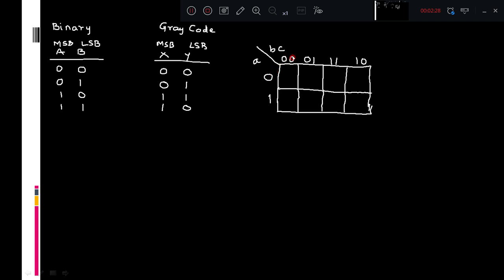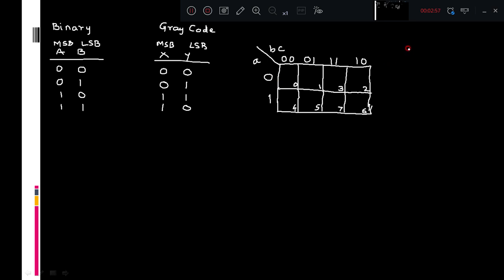The cell numbers are also written accordingly. So 0 0 0 corresponds to cell 0, 0 0 1 cell number 1, 0 1 1 so 3, 0 1 0 is 2, 1 0 0 is 4, 1 0 1 is 5, 1 1 1 is 7, 1 1 0 is 6. So we have represented the cell numbers.